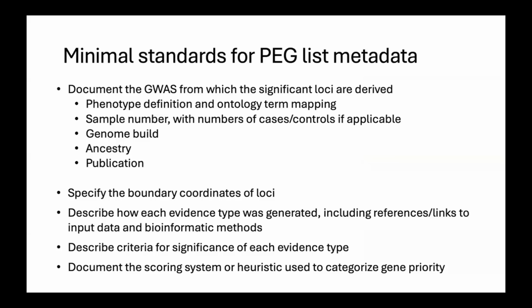Most of these are so obvious, but people don't always do them. So first of all, you need to document the GWAS from which you got the loci with all the standard documentation for GWAS. It's really helpful to specify the boundary coordinates of the loci because those can vary. And of course, describe how each evidence type was generated: what's the reference for the method, what is the input data, and how did you decide whether the evidence was significant for each gene? Describe the criteria for that. And if you have a scoring system, you need to document that.